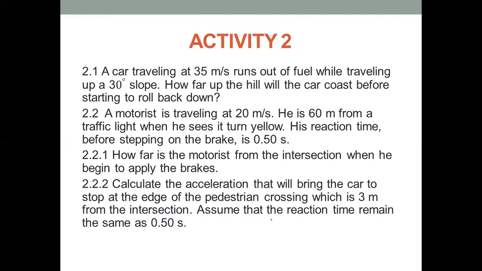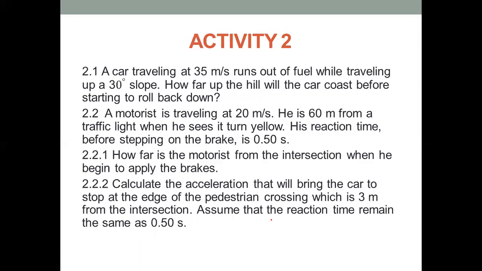Please work out these activities at home. A car traveling at 35 meters per second runs out of fuel while traveling up a 30 degree slope. How far up the hill will the car coast before starting to roll back down? Problem 2.2: a motorist is traveling at 20 meters per second. He's 60 meters from a traffic light when he sees it turn yellow. His reaction time before stepping on the brake is 0.50 seconds, just like the previous problem. 2.2.1: how far is the motorist from the intersection when he begins to apply the brakes?